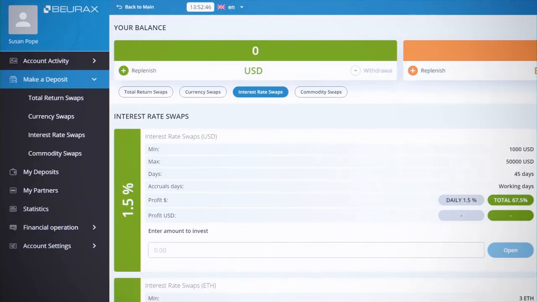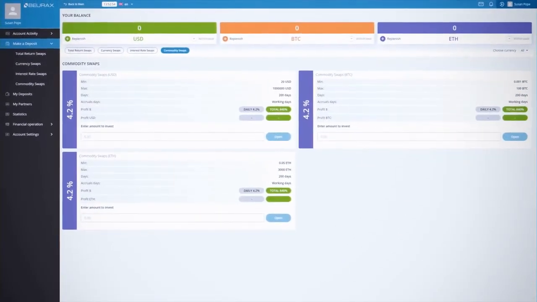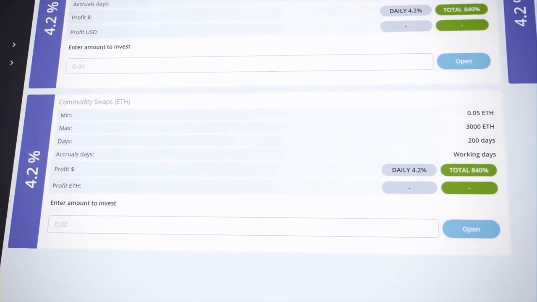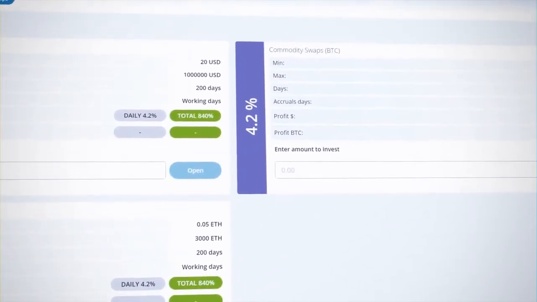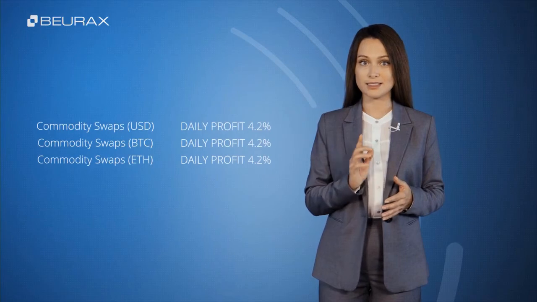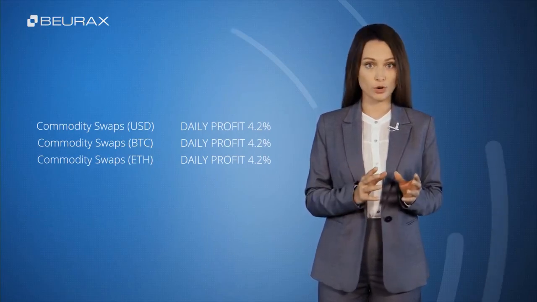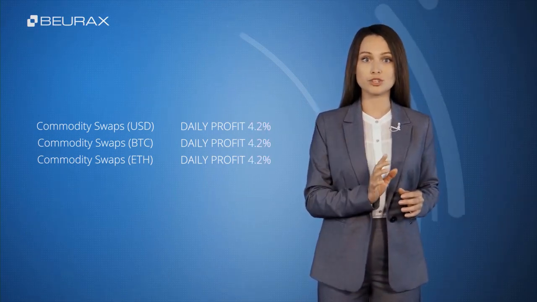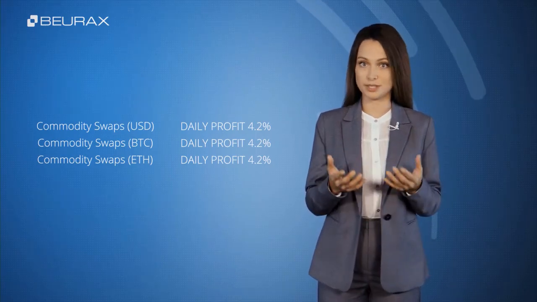The most profitable category is commodity swaps, a special category of investment plans that provides clients with an increased interest rate on deposits due to the company's long-term management of client funds. Daily profit from deposits in this category is automatically used by the company to perform trading operations and is constantly increasing. Long-term use of the client's funds in this mode allows Beurax to provide investors with a fixed interest rate on deposits of the commodity swaps category of 4.2% per day. The accrued profit and the amount of the initial deposit in this category of investment plans are withdrawn after the end of the investment period.